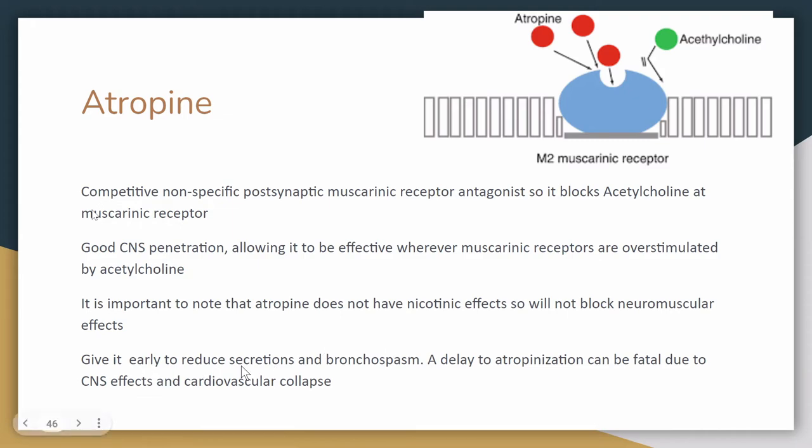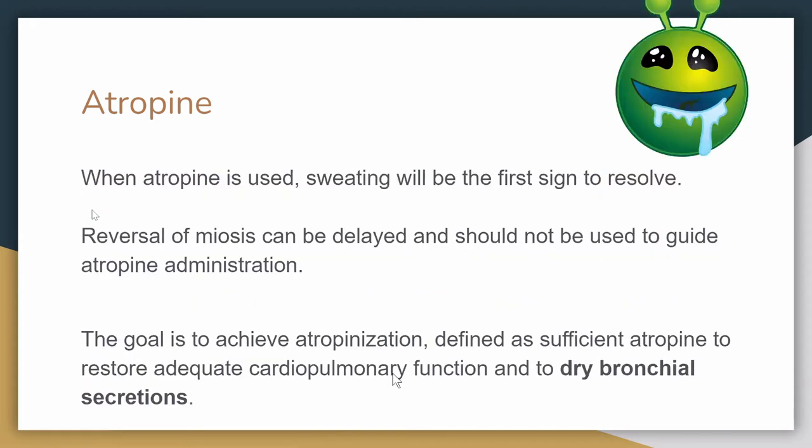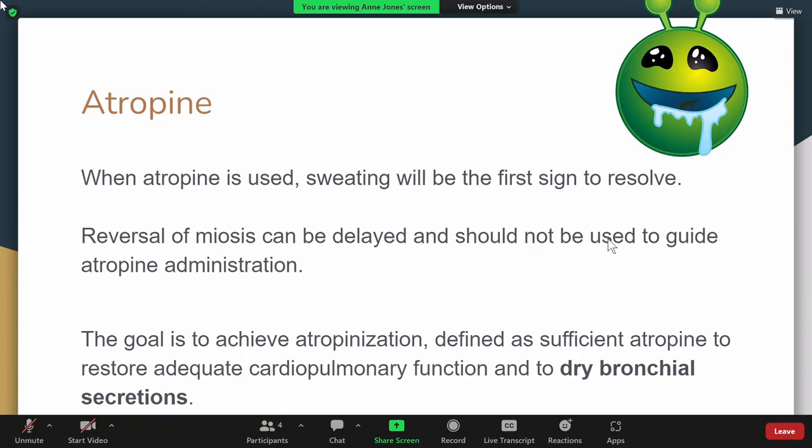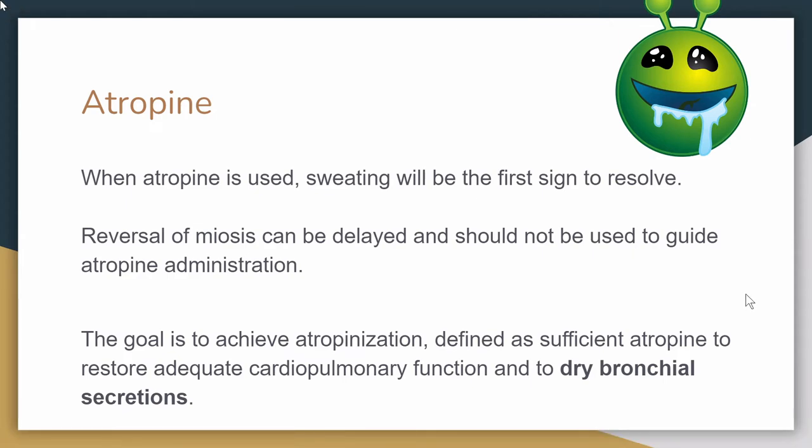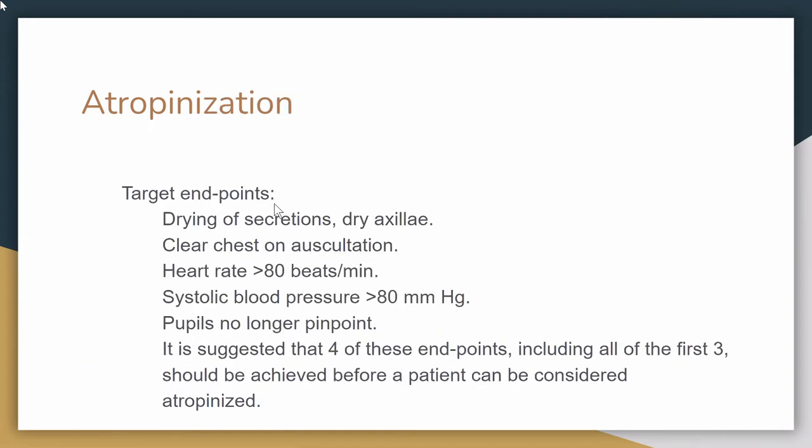The goal is to give it early so that we reduce secretions and reduce bronchospasm. If you delay giving atropine, you can kill the patient and they can get cardiovascular collapse. So what happens when you give atropine? The first thing you will see resolve is sweating. One thing that you cannot rely on is reversal of their pupil constriction because it's delayed, and so you should not use that to guide your dosing. The goal of giving atropine is to achieve what's called atropinization, which is basically giving them enough atropine so that we restore their cardiopulmonary function and we dry their bronchial secretions. These are some target endpoints that you can use, but the most important thing is going to be drying their secretions.